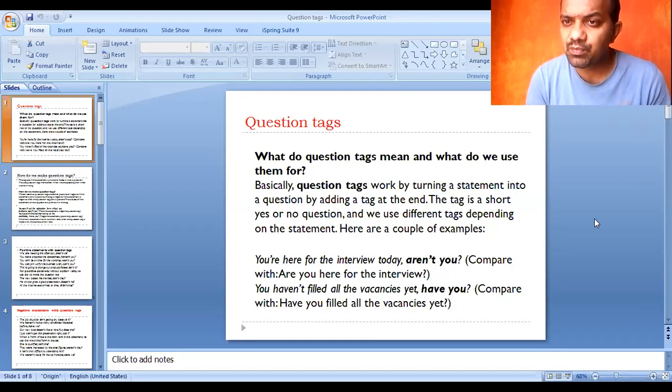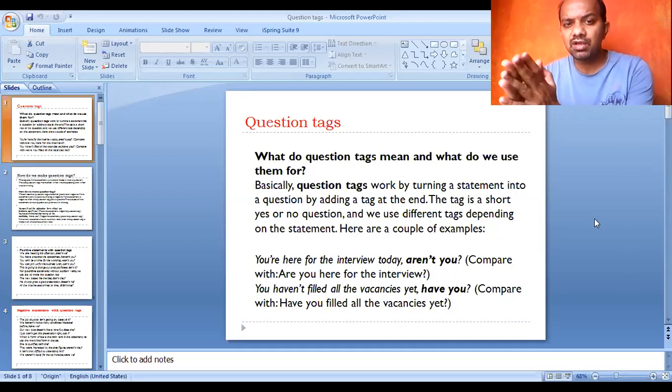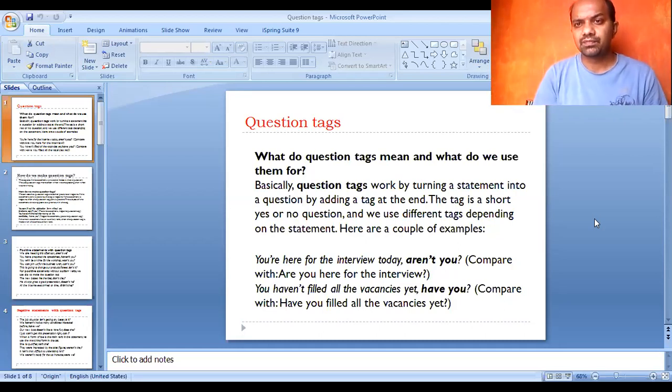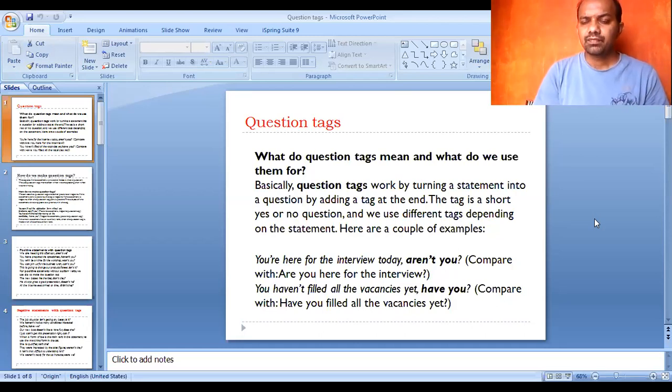What do question tags mean, what do we use them for, and how do we use them? Basically, question tags turn the statement into a question by adding a tag at the end. The question tag is very short. We can see a couple of examples, then I'll explain further.